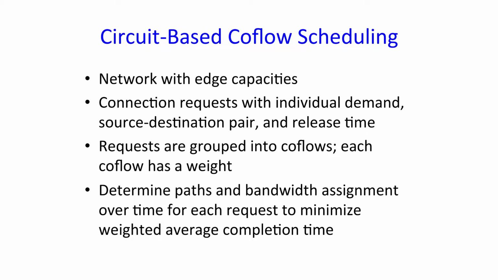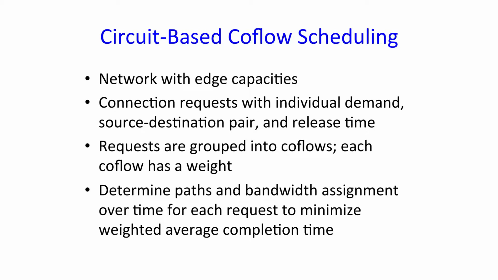Just to remind you what the setup is, you're given, in our case, an arbitrary network with edge capacities. You have connection requests. Each request has some demand, a source-destination pair, and a certain release time. And the requests, as I said, are grouped into coflows. A coflow consists of a collection of flow requests, each of which could have their own release time and demand, and so on.